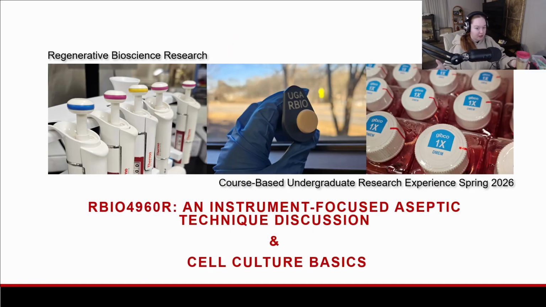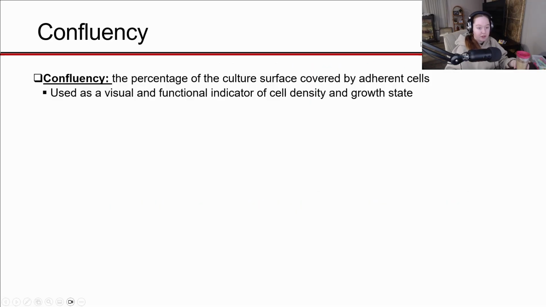Before beginning and showing the protocol, it might be valuable for me to run through some definitions again, and they might have come up in other videos, but I'll just go ahead and go through them again here if you need it. If not, you can skip it. So this first term I've already used just within the intro, and that's confluency. Confluency is the percentage of the culture surface area covered by our cells that are growing in adherence. It's used as a visual and functional indicator of cell viability, the growth state, and most importantly, your cell density.